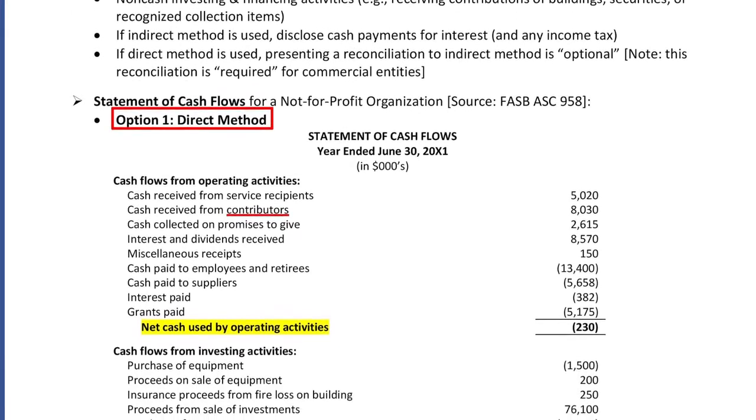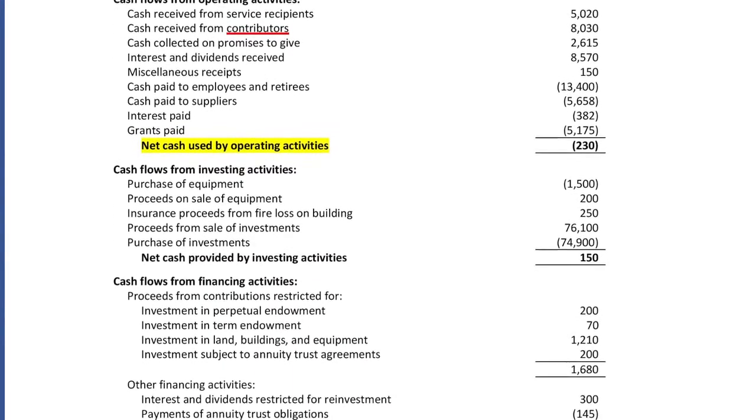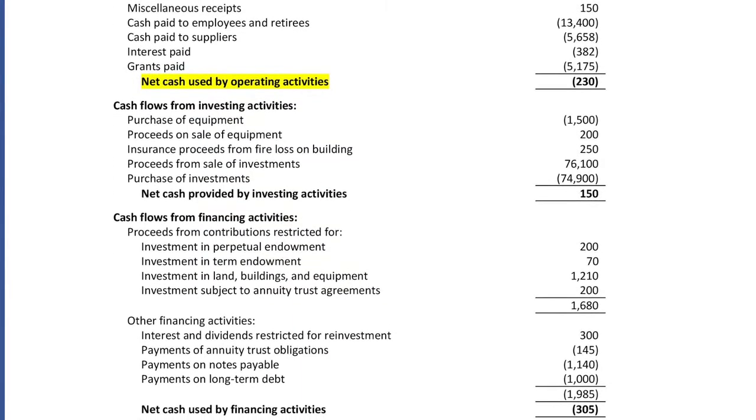And then we've got cash flow from investing activities. So that's purchase of equipment, proceeds on sale of equipment, insurance proceeds from fire loss on building, proceeds from sale of investments, and purchase of investments. Gets us to highlight net cash provided by investing activities.